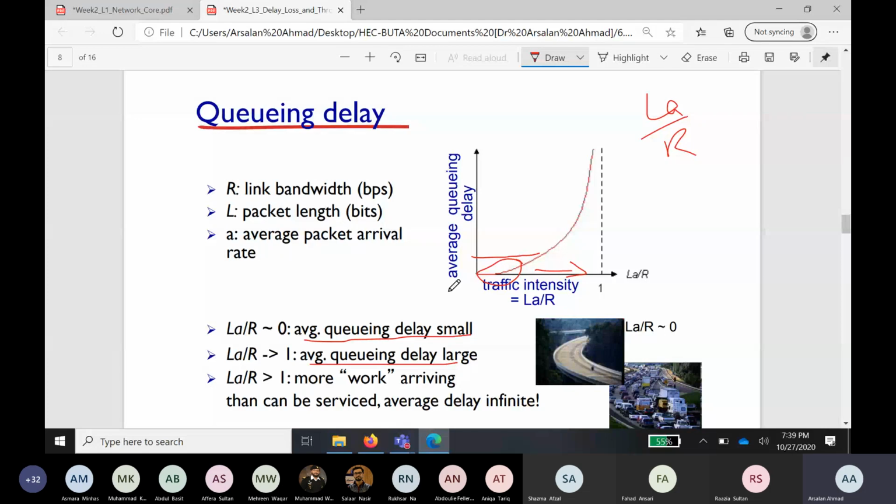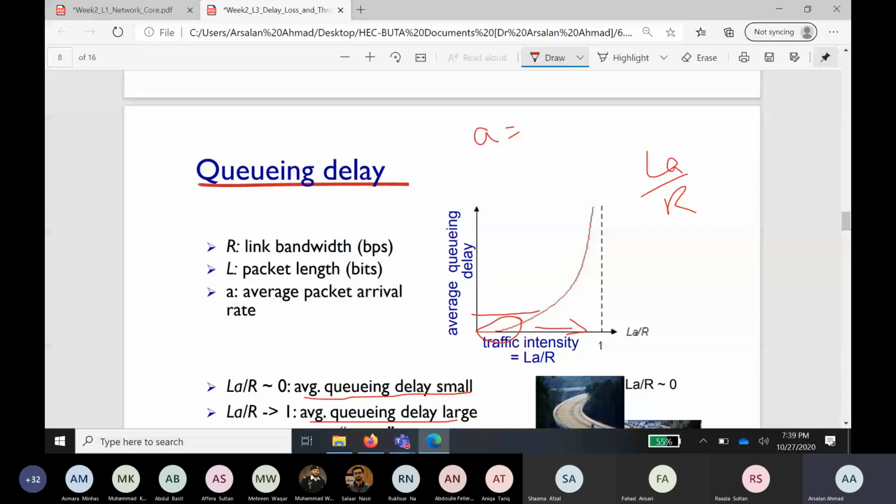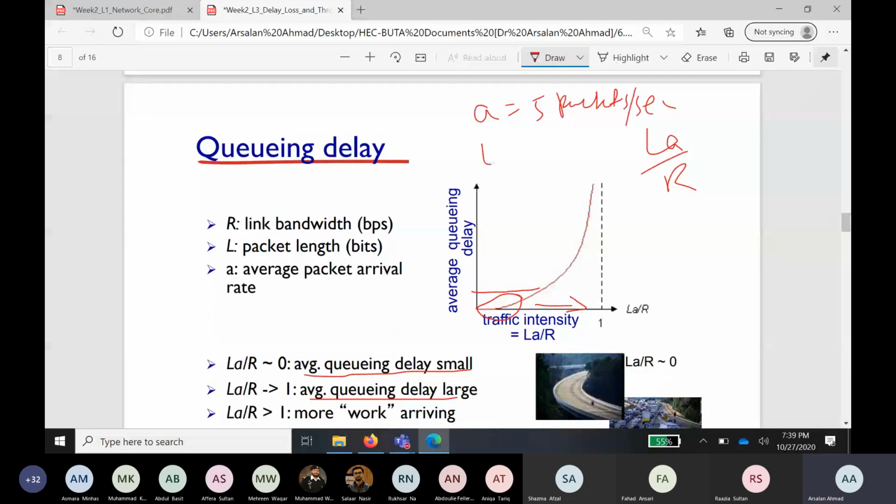Now let me give you guys an example, and I will put a very interesting question to you guys as well in this example. I'm going to write some numbers on the slide and then I will ask you a question. Let's say the average packet arrival rate A is 5 packets per second. And let's say that L is, I don't know, 1000 bits, the length of the packet, and R is 1000 bits per second. The link rate is 1 kbps, which means 1000 bits per second.